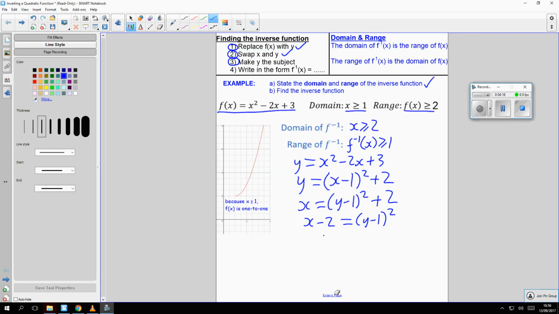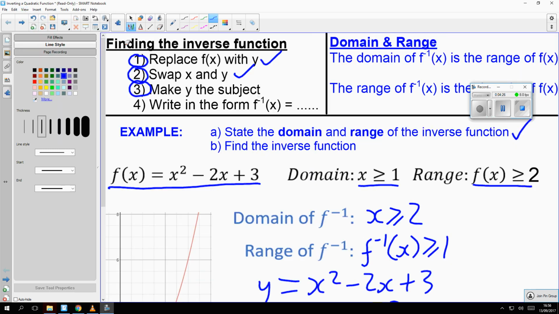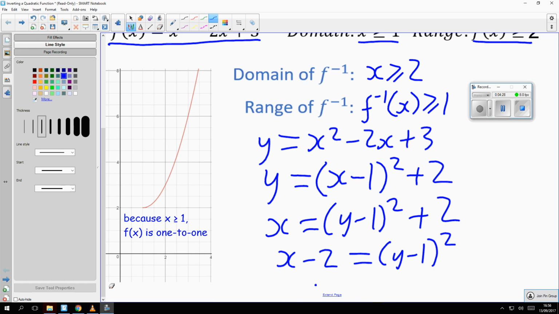So now I need a bit of extra space to work with. Get the view sorted out and we'll be able to carry on. So we want things nice and big.